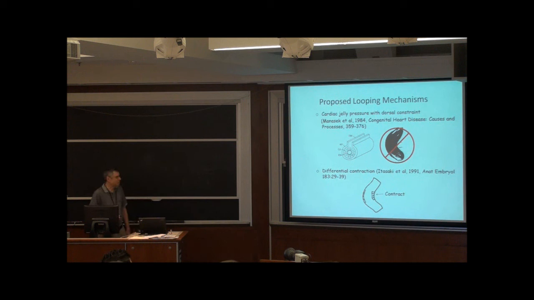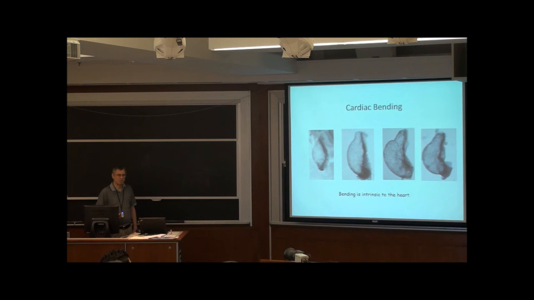Another possibility is that you have a differential contraction, where cells on this side may contract longitudinally, causing the heart to bend. But if we use several myosin inhibitors to inhibit contraction, we find that looping is pretty much unaffected. So this one is gone. So it turns out that really nobody knows what causes this bending in the heart. And it's clear that it's intrinsic to the heart.